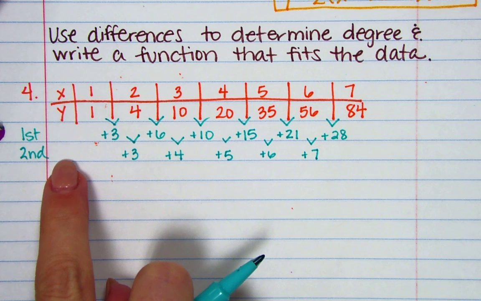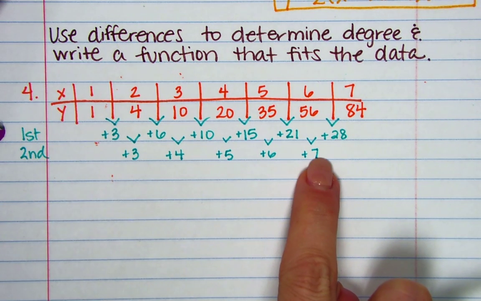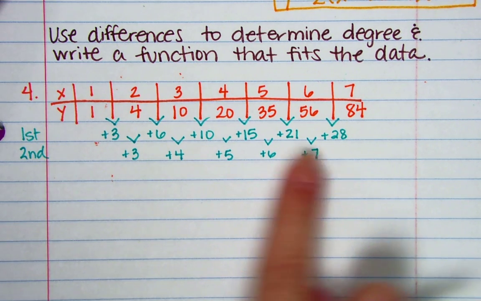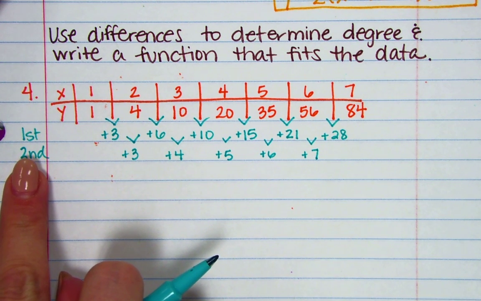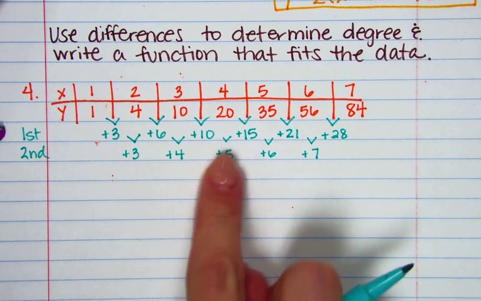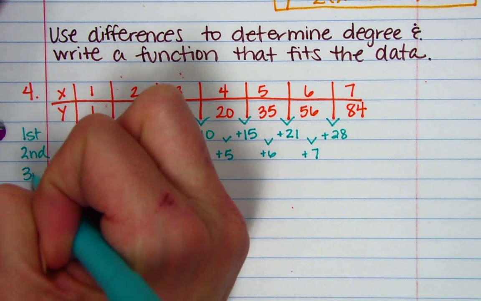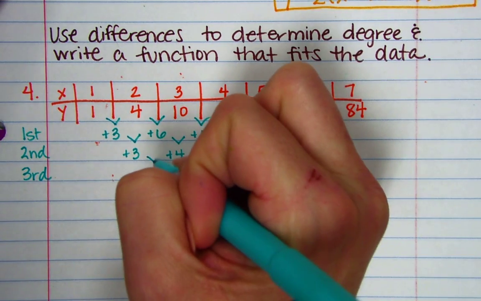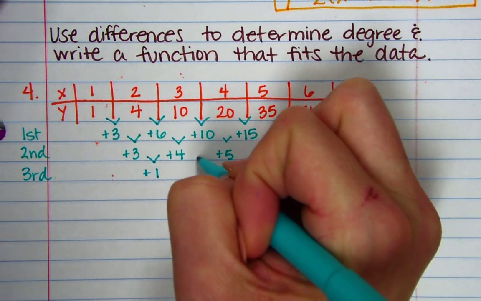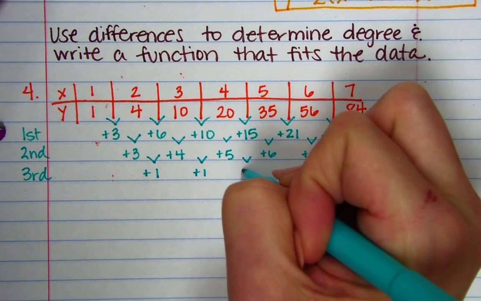If all these were the same, it would be quadratic. It would be to the second power. It's a quadratic function, which we did earlier this year. Since they're not the same, we're going to go on to the third differences and see if those are the same. Are they going to be the same? Yeah, you can tell by looking. They're not always so obvious, but this is pretty obvious, right? The third differences are the same.